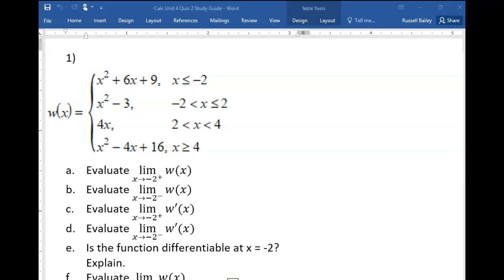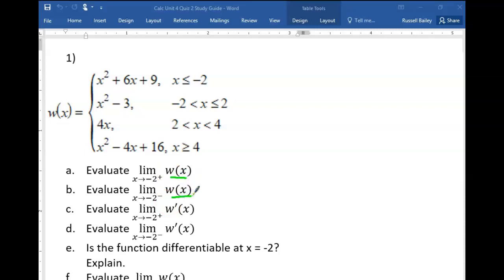The first question is basically just about finding the derivative of a piecewise function from left and right of its boundary points, and then determining if the function itself is differentiable at those points. So the first thing we need to do is find out, does the function actually connect at its boundary points? To do that, we need to make sure that the limit from the left and the limit from the right of the function itself is in fact the same.